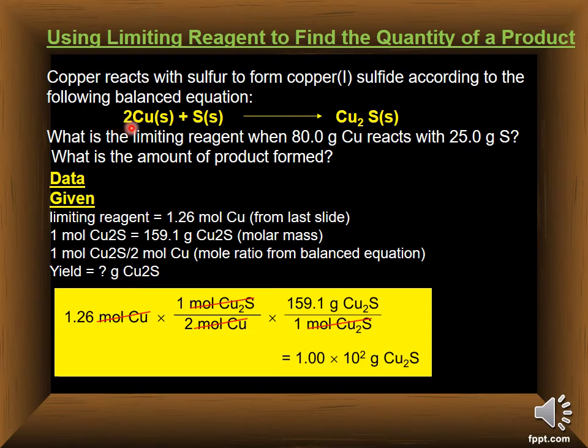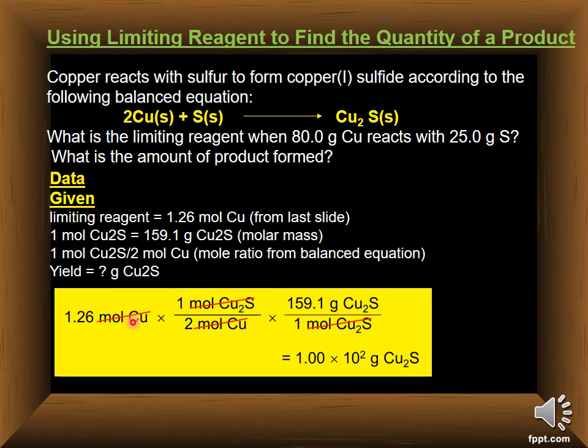Okay, now compare the mole ratio here. 2 moles of copper give 1 mole of copper 1 sulfide, so the ratio is 2:1. The mole ratio comes from the balanced chemical equation. So what do you need? The yield. Yield means amount of product, how much you formed, how much you produced. That's the term we use, yield. You need the yield in grams. Remember, in grams. So remember, 1.26 moles of copper.